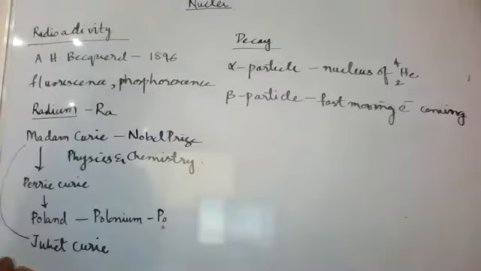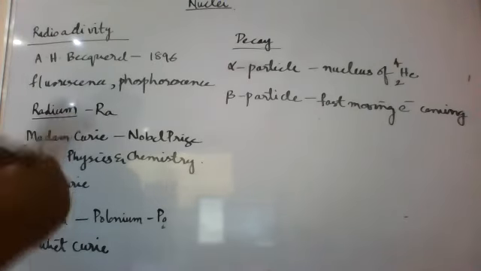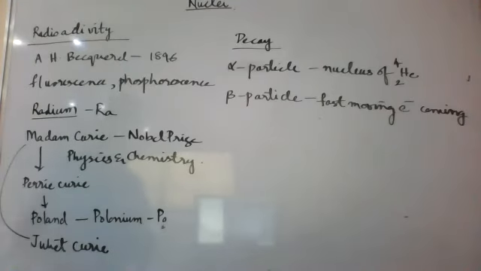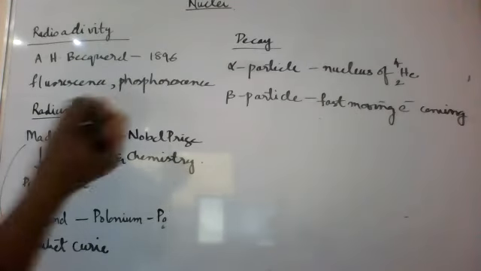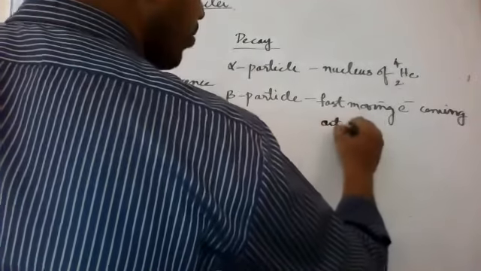Sir, you may ask, sir, there is no electron inside the nucleus, how is it possible? Yes, there are reactions happening between protons and neutrons inside the nucleus, because of which an electron is emitted. So that is a fast moving electron coming out of the nucleus.